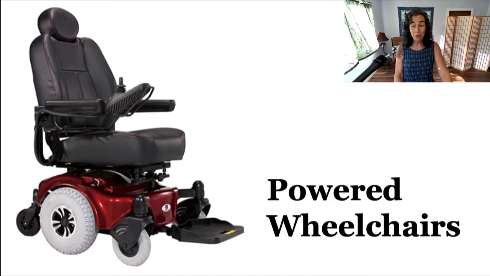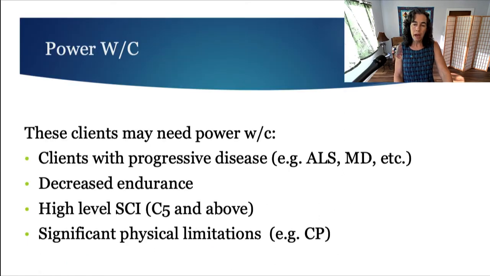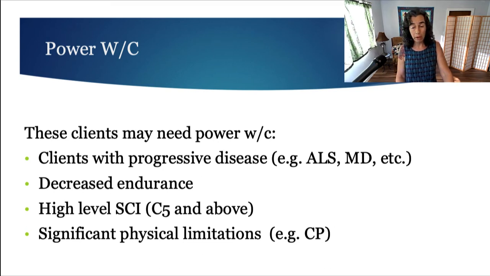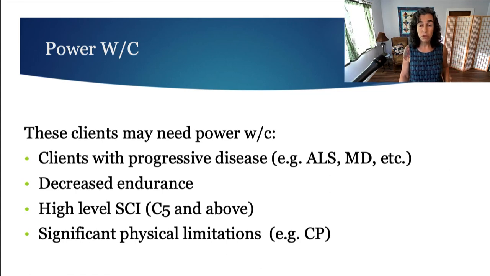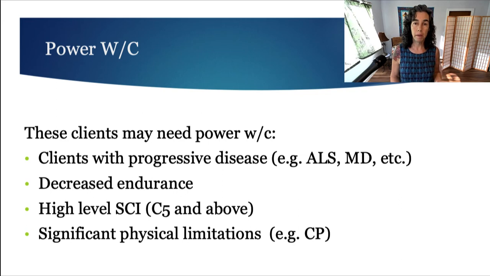Okay, now we're going to go into powered options. For clients that need powered wheelchairs, there are progressive diseases. As I said earlier, some examples are ALS or amyotrophic lateral sclerosis, muscular dystrophy, etc. Folks with decreased endurance use powered chairs. Also, those with high-level spinal cord injury, so C5 or above. There's not enough upper extremity use to push a manual wheelchair, and also those with significant physical limitations like clients with cerebral palsy.